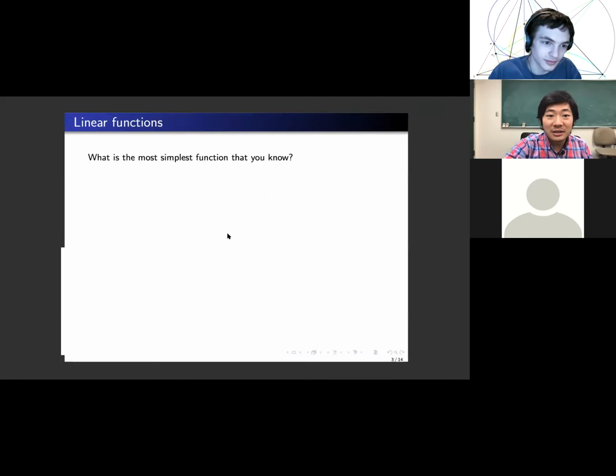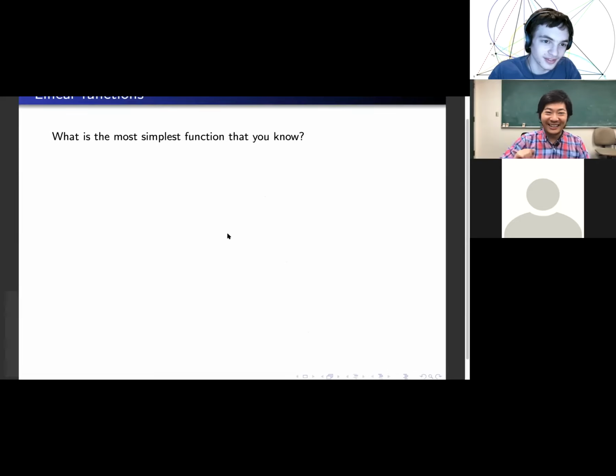But what's the simplest function that you know? What's a function that's even simpler than linear functions? X equals X, okay. Yes, that's pretty simple. The term for just saying X equals X is called a tautology. So it's quite simple.